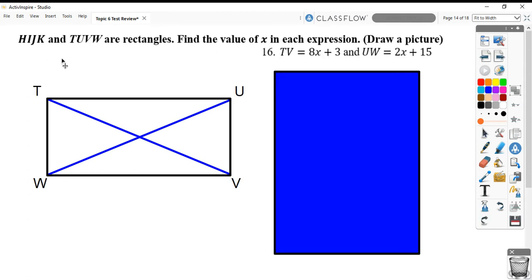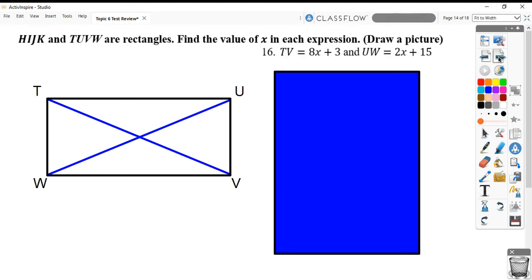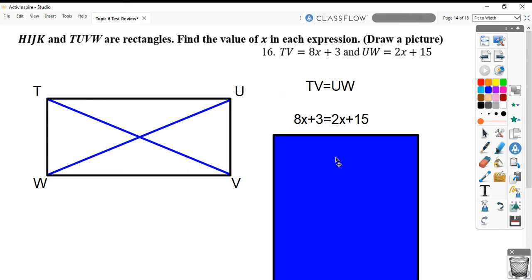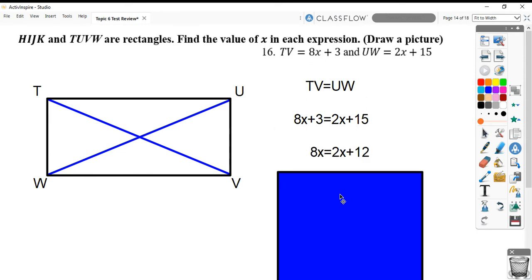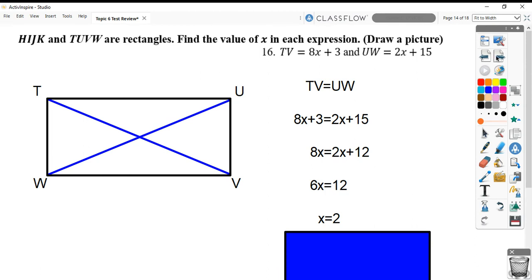This next problem is exactly the same. TUVW is a rectangle, and it gives us the lengths of the two diagonals. It tells you it's a rectangle and what the lengths of the diagonals are. On a rectangle, the diagonals are equal to each other. They're congruent. They're the same. So we just have to solve that equation, and we eventually get down to x equals 2.